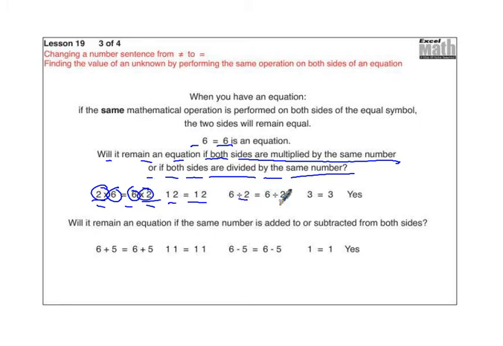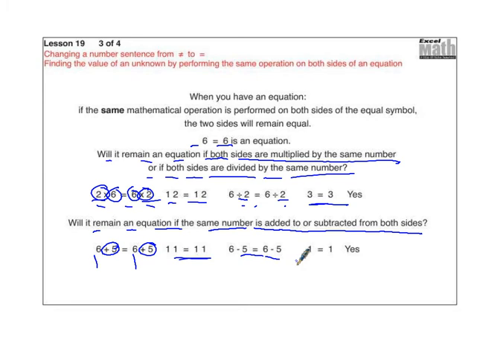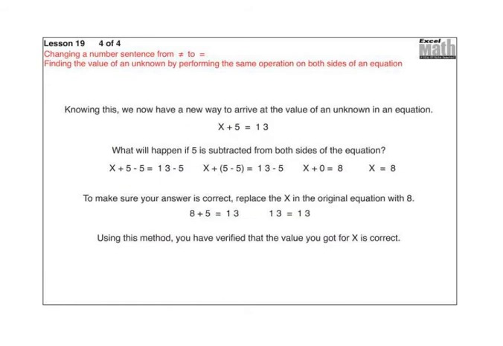What if I divide both sides by 2? What's both sides going to be now? 3. So if you do the same thing to both sides, it just stays equal. Will it remain an equation if the same number is added or subtracted from both sides? I have a 6 and a 6, and now I'm going to add 5 to both sides. What do both sides equal now? 11. Does it work? Yes. What if I subtract 5 from both sides? 1. Both sides are 1, and it remains equal.